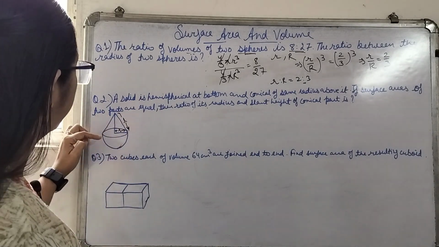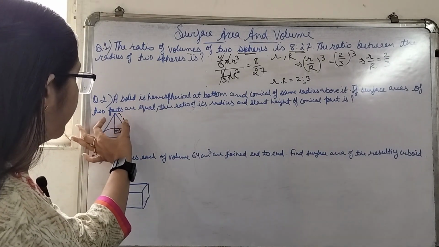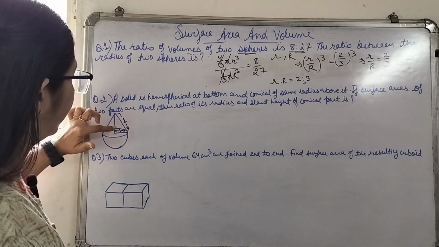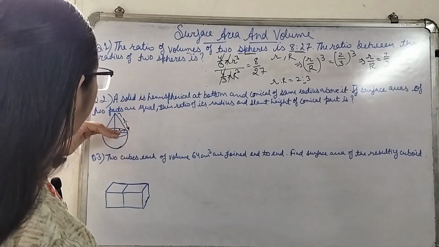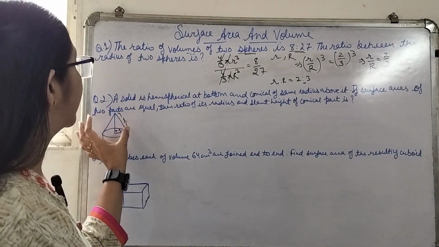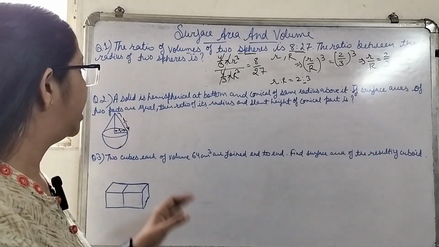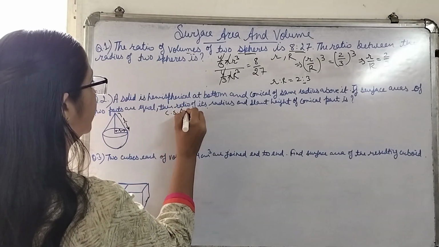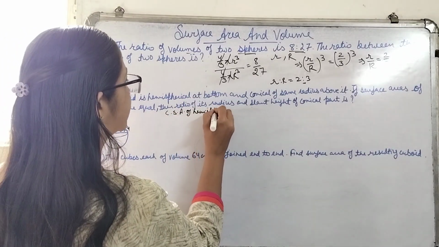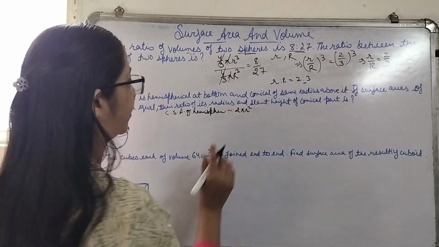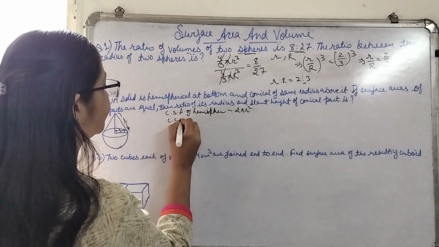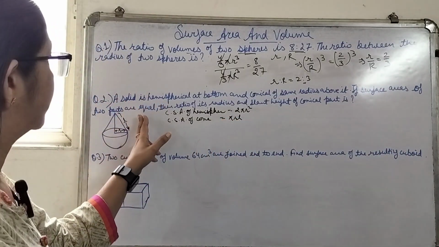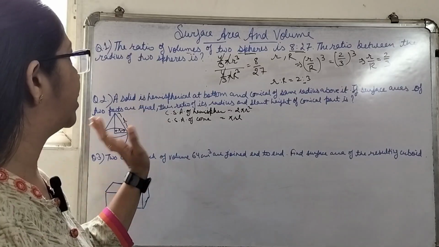Now at the top of the hemisphere, the cone is there. That simply means the topmost part of this hemisphere and the bottommost part of this cone are both hidden. Both are overlapping each other. That means the required area is the curved surface area. It is not the total surface area. So we know that the curved surface area of the hemisphere is given by 2 pi r square, and the curved surface area of the cone is given by pi r l, and it is given in the question that the surface area of both the two parts are equal.